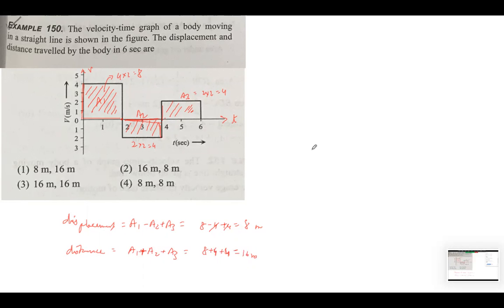Clear बच्चों? Let's move to the next one now.